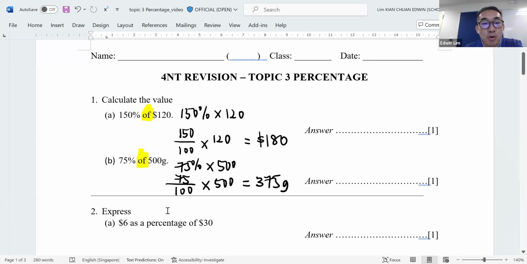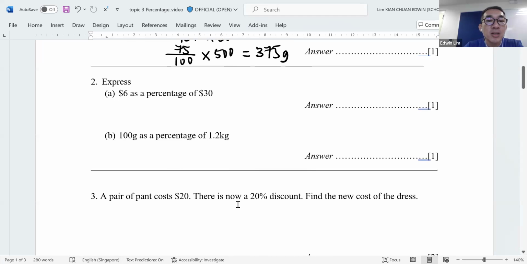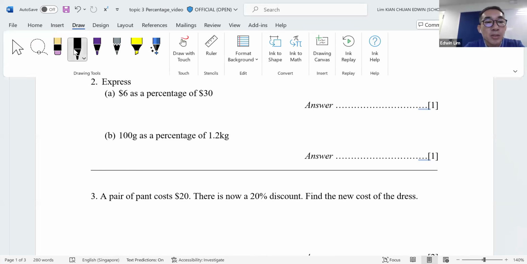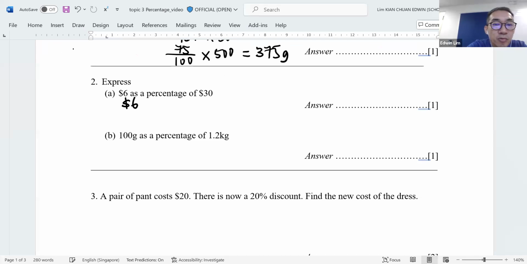Next question, which is actually more popular. Express $6 as a percentage of $30. When you look at the values, $6 and $30, they are similar. Write these two as a fraction first. So $6 comes first, so I will write $6 at the top, followed by $30 at the bottom. Since you want it to be a percentage, I times 100. So using the calculator, 6 out of 30 times 100, you get 20%.